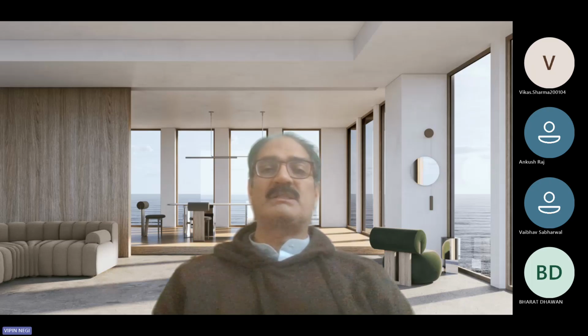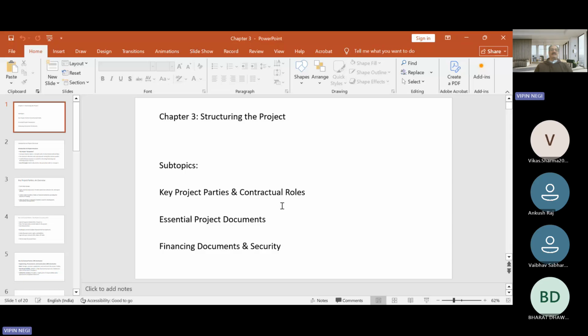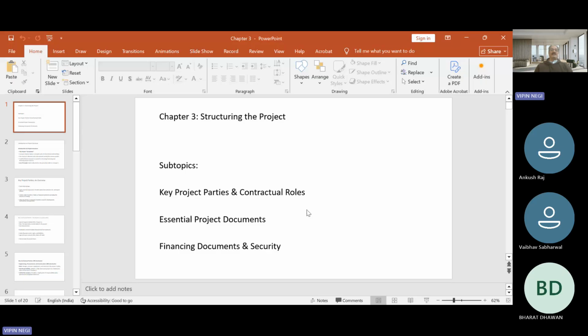So let's go to this next chapter, that is structuring the project. These are the subtopics: key project parties, contractual roles, essential project documents, financing documents, and security. Basically, the challenge before the lenders of infrastructure and non-infrastructure projects lies in evaluating the viability and bankability of a project, through the proposal appraisal process, which we will discuss.